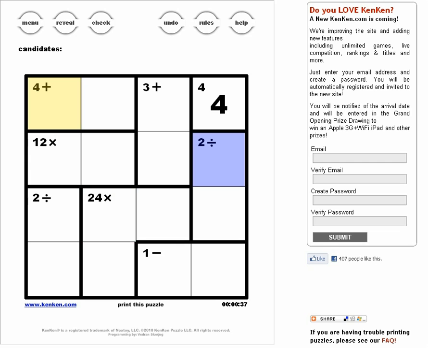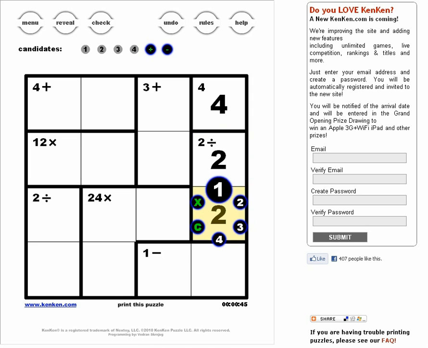Let's see. Divided by 2. It doesn't matter which order you put the numbers in, whether it's like that or like that, as long as the number's inside. Okay.